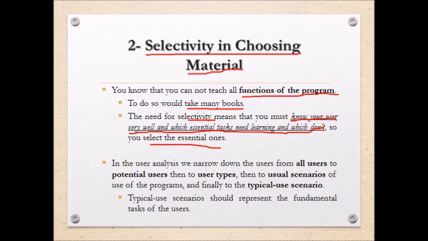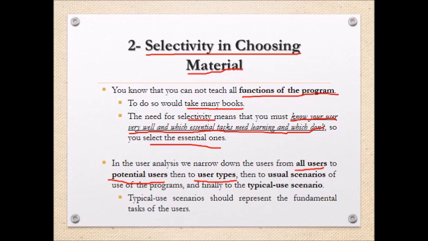The user analysis will be like this. We start with all users, then we go to potential users, then the user type. That means, for example, إنه all users ممكن نوصفهم على إنهم all HU students. Potential users might be software or IT students. User type that we want to use, for example, هم first year students.